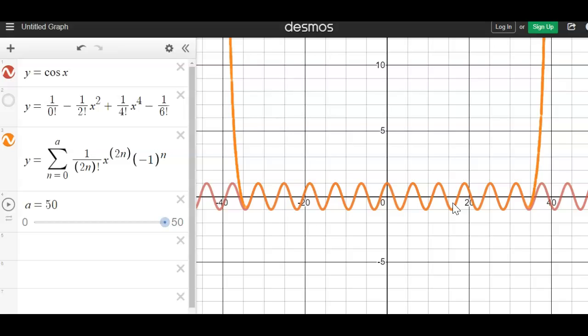Now, 50 is not even close to infinity. Imagine, theoretically, just growing this thing off to infinity. We would have a way to express the cosine of x as a polynomial. Crazy.